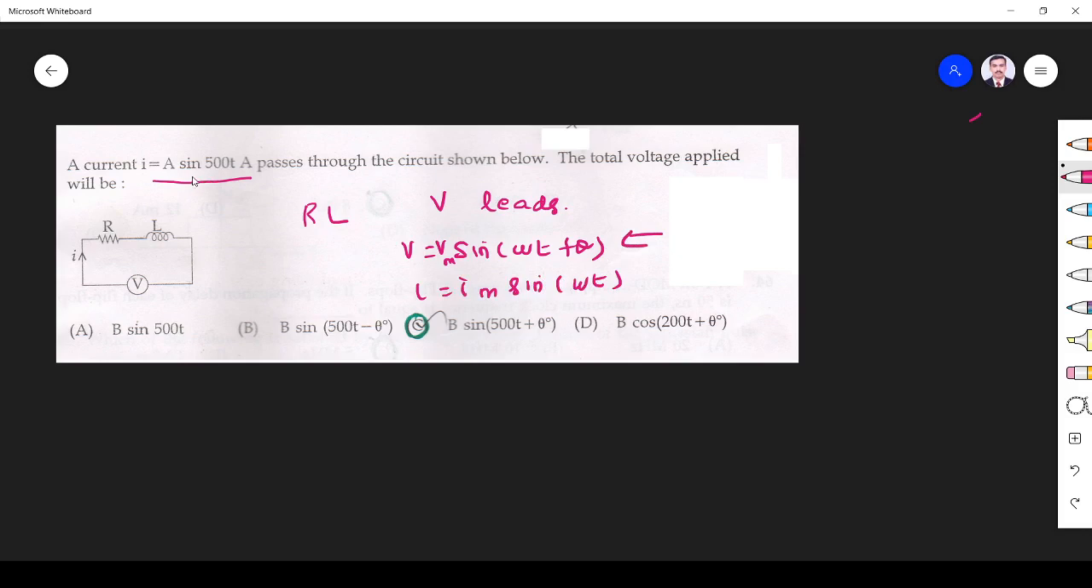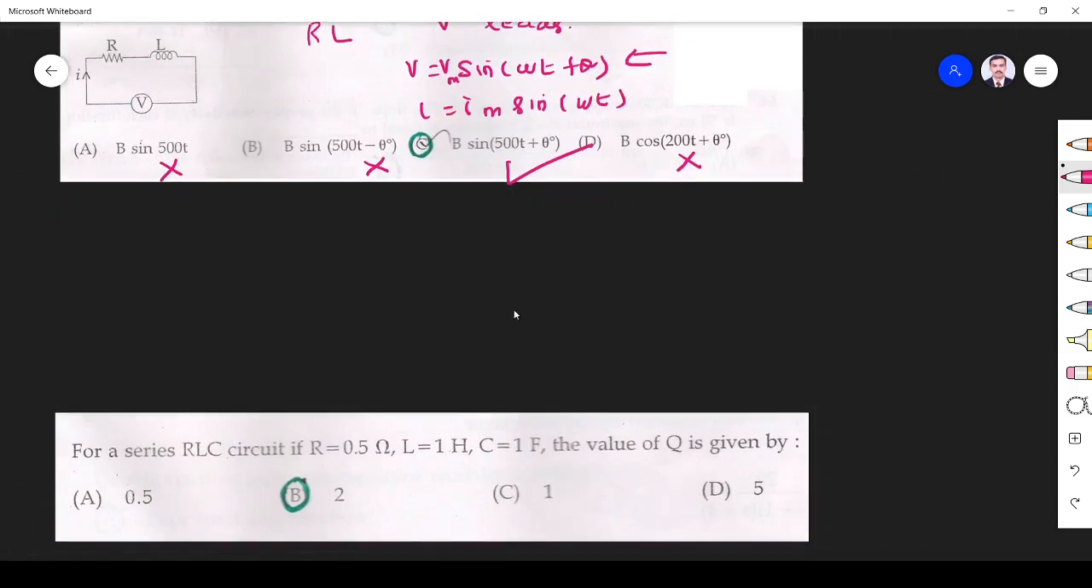So here I is equal to A sin 500t. So V must be equal to some amplitude sin(500t plus theta). The amplitude may be anything, so B sin(500t plus theta). Here it is wrong because it is having 200, so we can say directly it is wrong. Here it is 500t, which is also wrong because they are not in phase. Voltage and current will be out of phase in RL. So the option must be B or C. B is correct because current is lagging. This is the way to understand it.